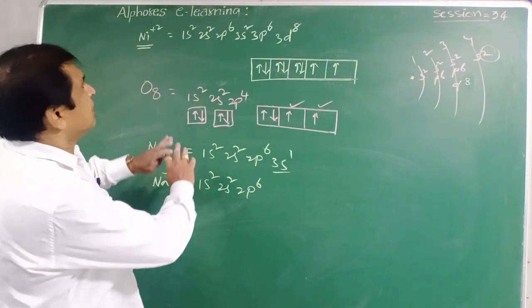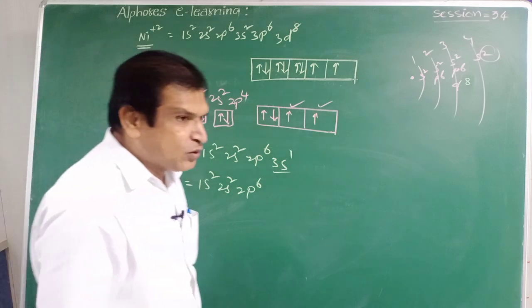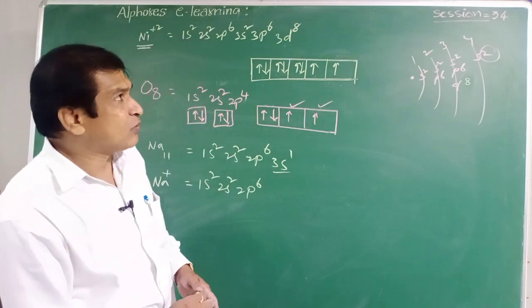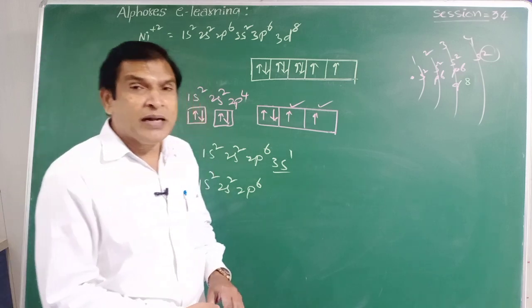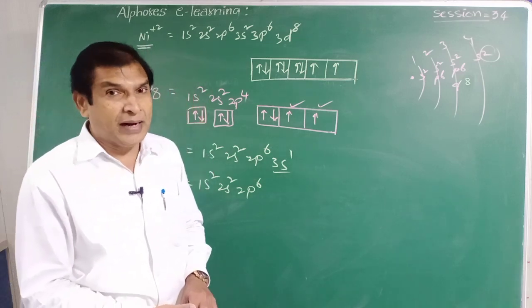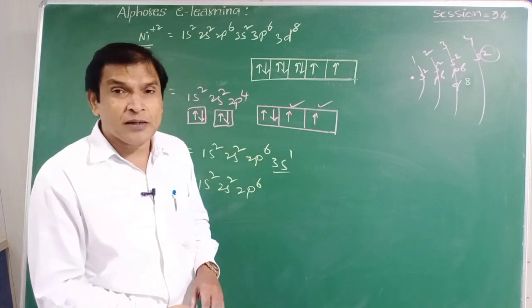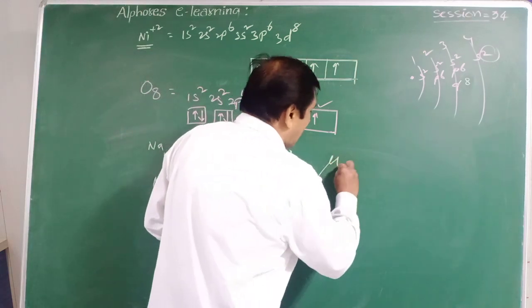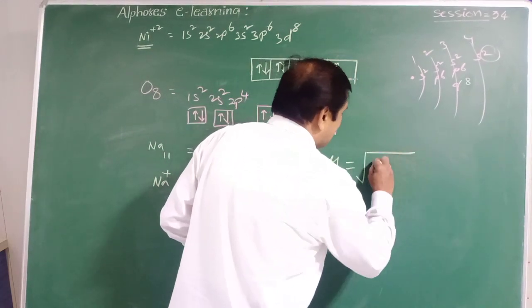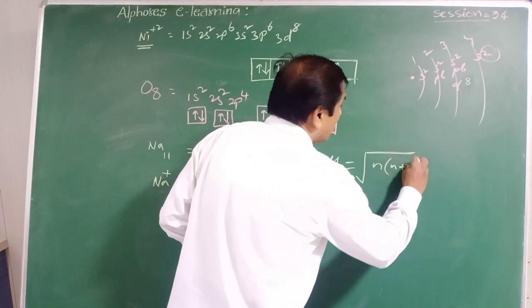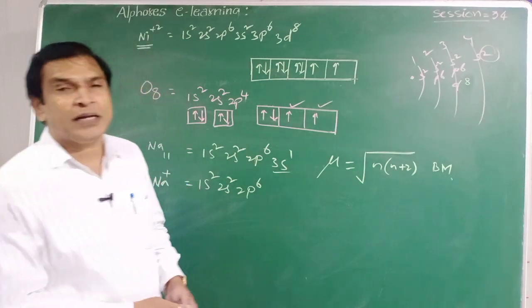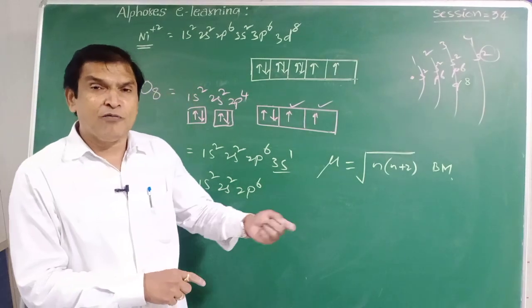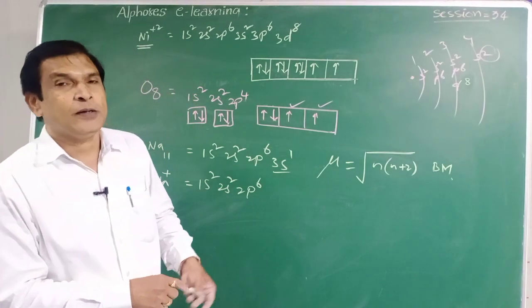Like this we can identify the number of unpaired electrons, and based on that we can calculate the magnetic moment of paramagnetic substances. The equation is mu equals under root n into n plus 2 Bohr magneton units. Using this equation we can calculate the magnetic behavior of paramagnetic substances. Okay, thank you.